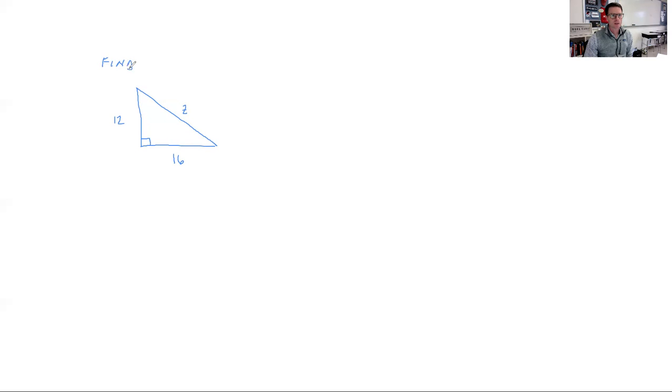So take a moment, maybe pause the video, see if you can do this. Give yourself a chance. All right, welcome back. Hopefully you paused and attempted this one. If not, do it. Remember, we're going to plug into leg squared plus leg squared equals hypotenuse squared. So I know 12 is a leg, 16 is a leg, and Z is the hypotenuse. So let's plug into our formula. So it's going to go 12 squared plus 16 squared equals Z squared.